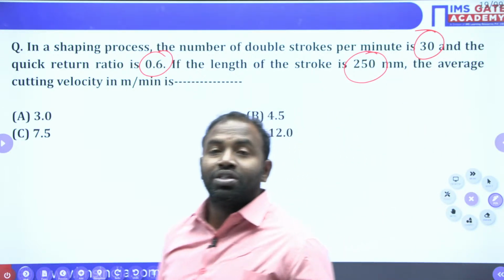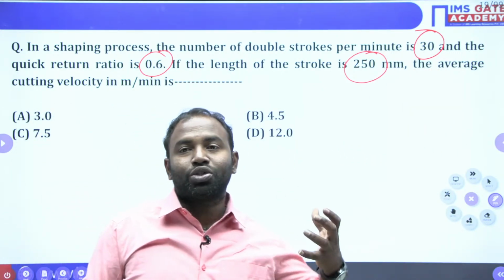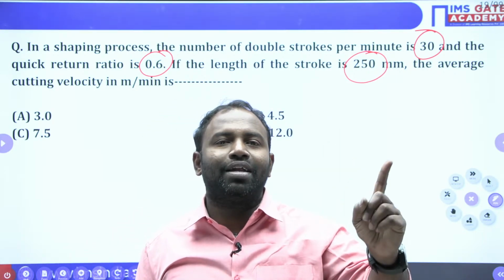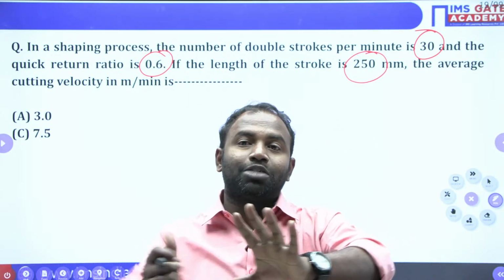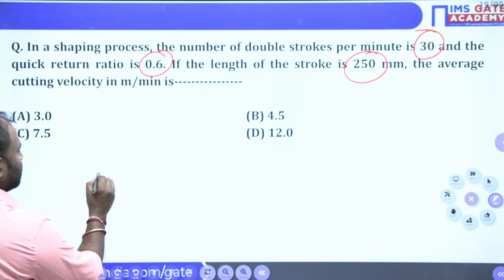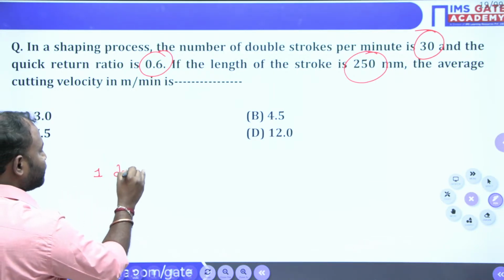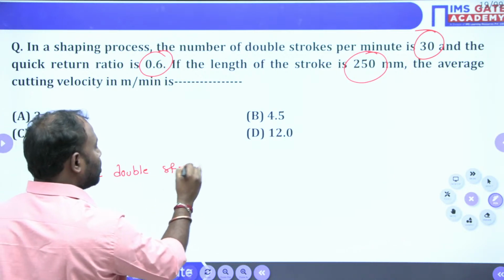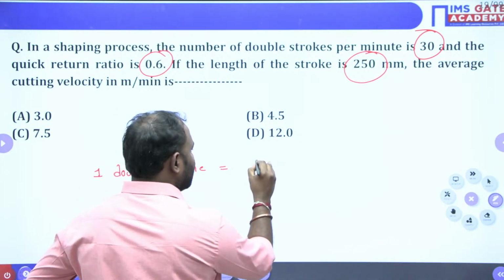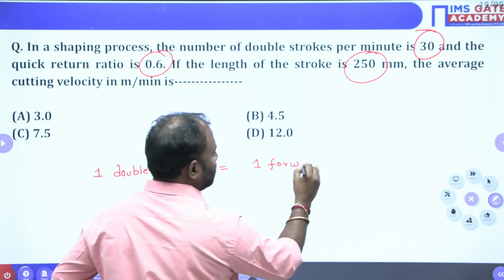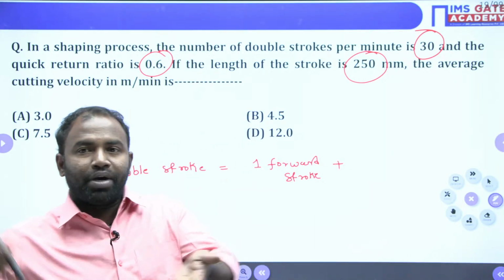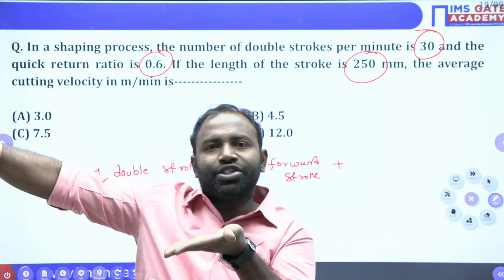Number of double strokes. Guys, in the shaper, one forward stroke plus one return stroke is considered as one double stroke. Don't multiply the given double strokes by 2. Don't do that. So, one double stroke is equal to one forward stroke plus one reverse stroke. One forward stroke means the cutting stroke. In the shaper, cutting takes place only in the forward direction. In the return direction, it is idle.